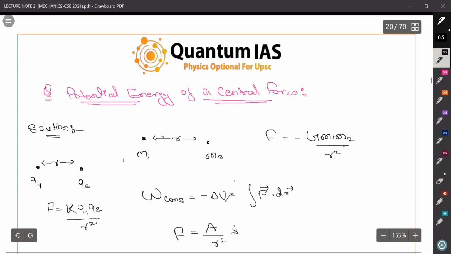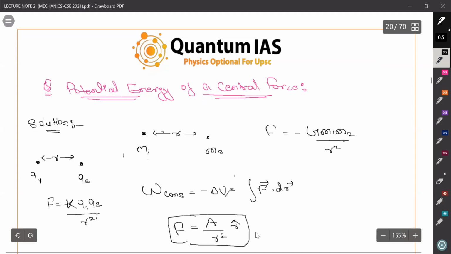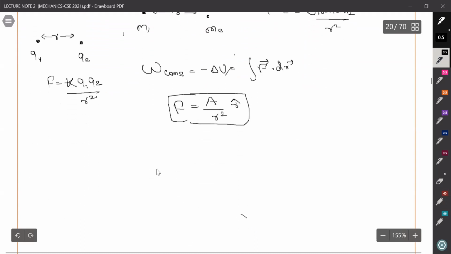A r square r. So both of the forces are of the nature a r square r cap. So if we need to find out delta u, it will be minus integral from ra to rb of a upon r square dr.